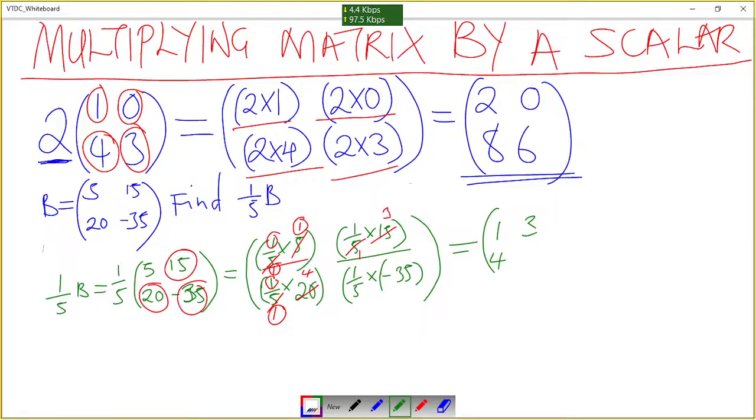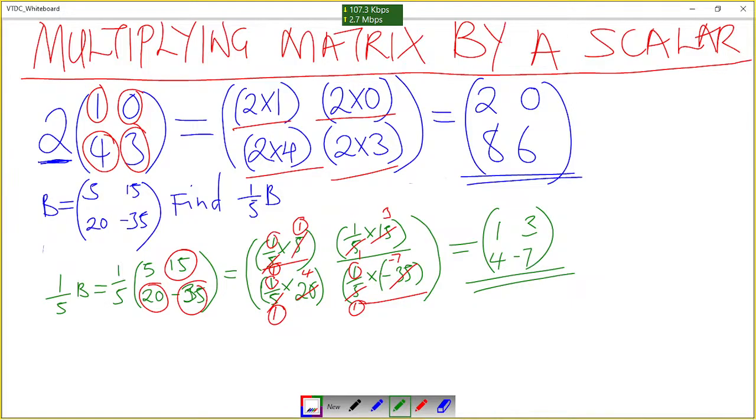Then we come here. Okay, we say 5 into 5, it's 1. 5 into negative 35, it will go 7 times, which is going to be negative 7. So 1 into 1, it will go 1 time. 1 times negative 7 will give us negative 7. Okay, like that. That way we have multiplied a matrix by a scalar successfully. So basically that's how you multiply this.